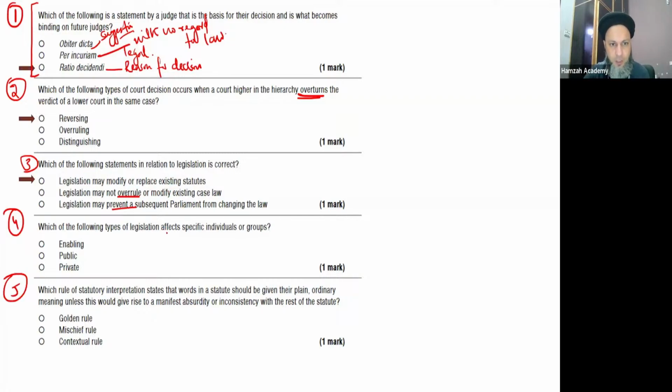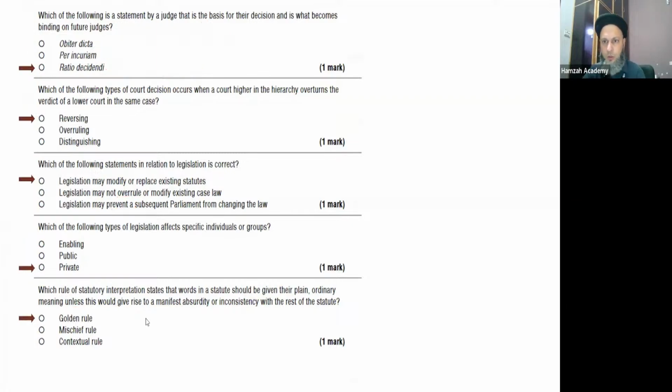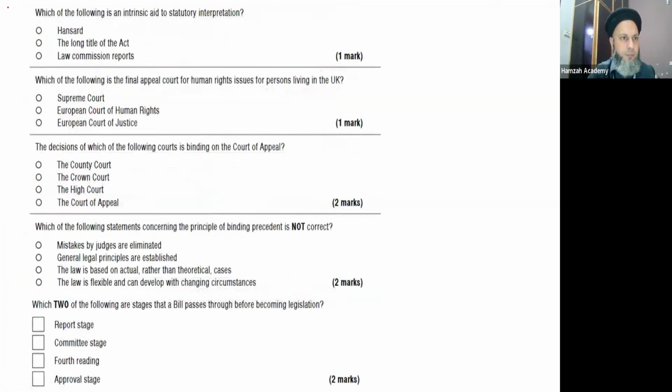Which of the following types of legislation affects specific individuals or groups? That will be private law. Good. Which of the rules of interpretation sets that words in the statute should be given their plain ordinary meaning unless this would give rise to a manifest absurdity? That will be the golden rule. Good. Your responses are quite good. Well done.